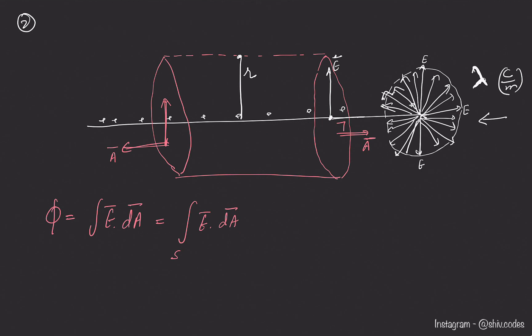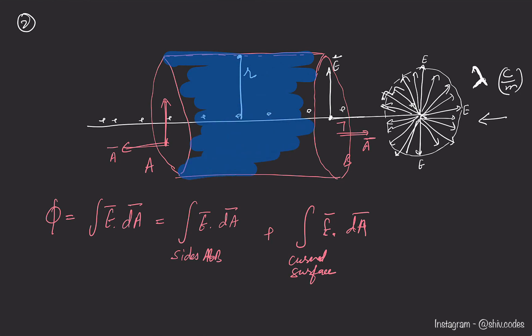So the net flux through the surface, integral E dot dA, is equal to the integral of E dot dA through the two sides, let's say this is side A and this is side B, plus the electric flux through the curved surface. This is the curved surface we are talking about, basically this area. So we have to find the electric flux through the curved surface.